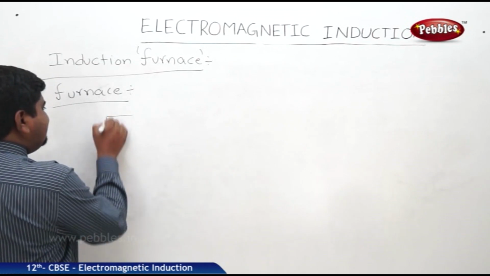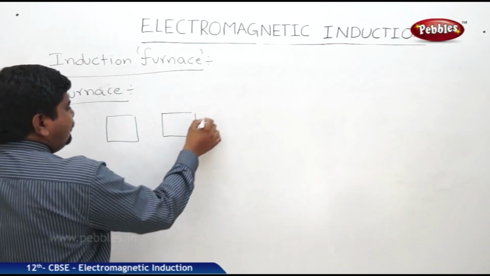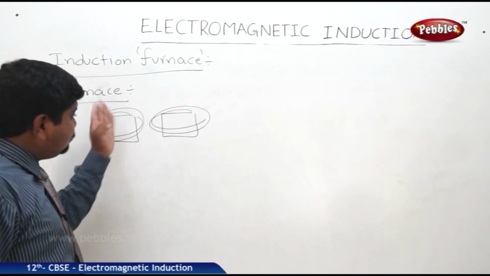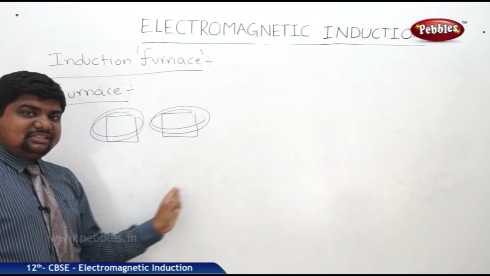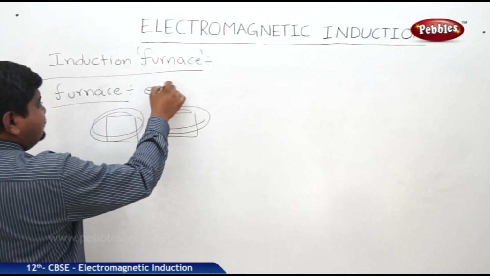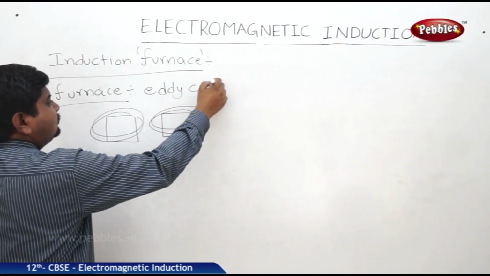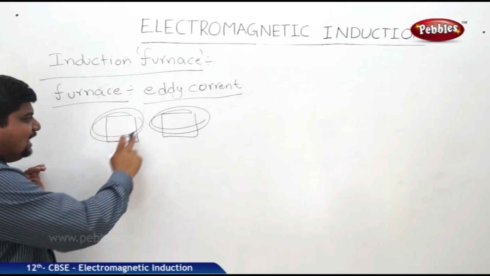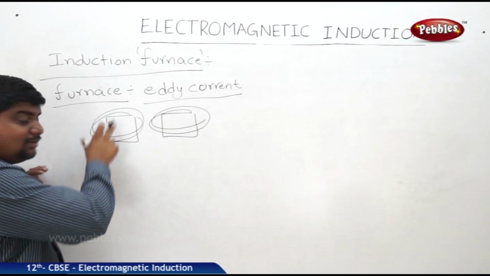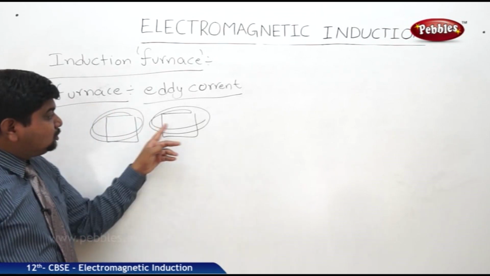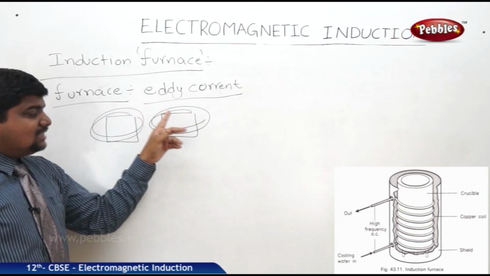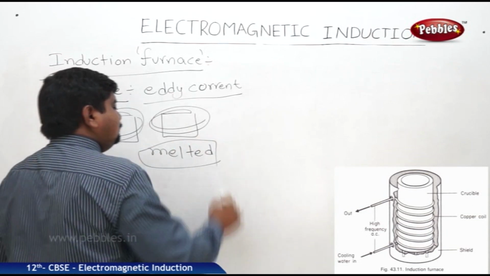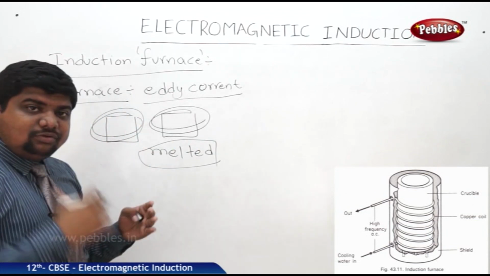Now the metals we are taking in the furnace are wound by coils. Through these coils, a certain amount of current is passed. That current is nothing but the eddy current. Eddy current dissipates heat energy. So whenever the eddy current passes through the coil surrounded by the metals, it produces heat energy, and because of that heat these metals will be melted. And these molten metals will combine to form an alloy.